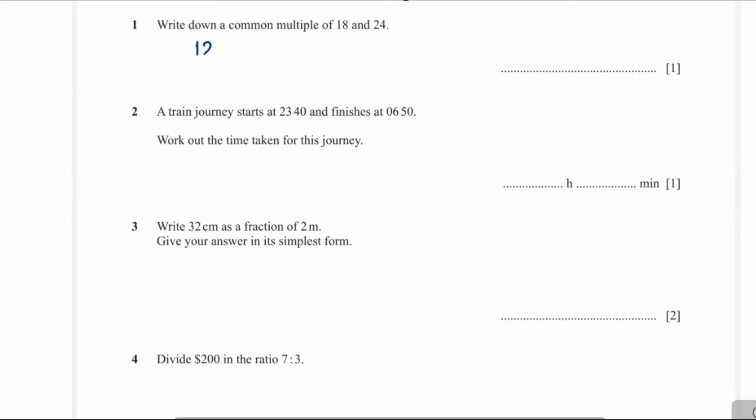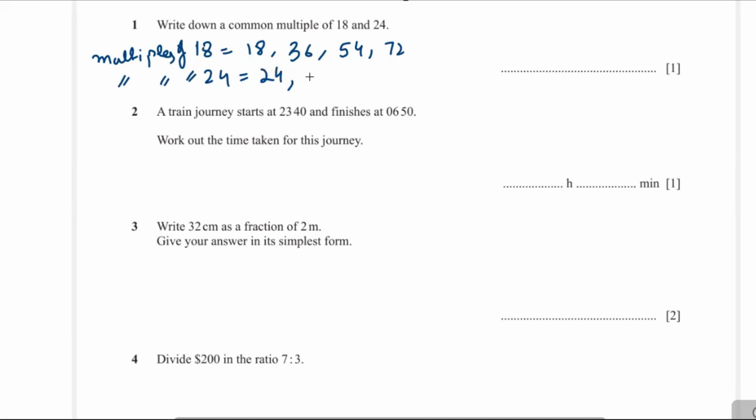Now we write the multiples of 18. The first multiple is 18, 18 2s are 36, 18 3s are 54, 18 4s are 72, and the same for the multiples of 24. We write 24, 48, 72, and the common multiple will be 72, and this is the answer.